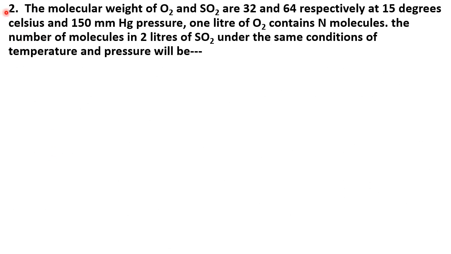Question number 2. The molecular weights of O2 and SO2 are 32 and 64 respectively at 15 degrees Celsius and 150 millimeter mercury pressure. 1 liter of O2 contains n number of molecules. The number of molecules in 2 liters of SO2 under the same conditions of temperature and pressure will be dash. Options are A, n by 2, B, 1n, C, 2n, D, 4n.